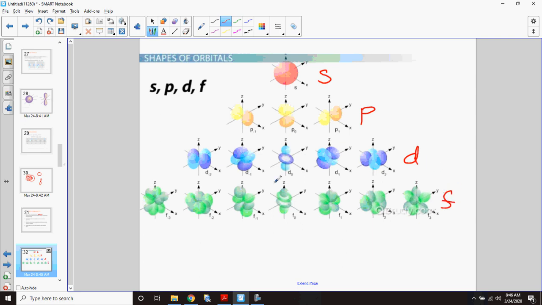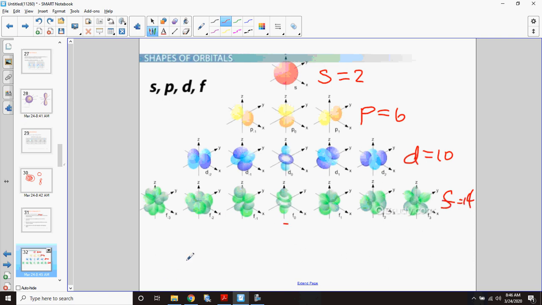And if you remember your shell theory of the atom, each of these orbitals can hold a specific number of electrons. S orbitals can hold 2 electrons, p orbitals can hold 6, d orbitals 10 electrons, and f orbitals 14. So that's something to keep tucked away in the back of your brain: how many electrons each of these orbitals can hold.